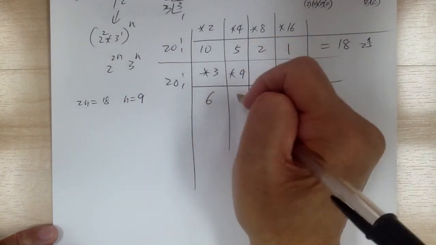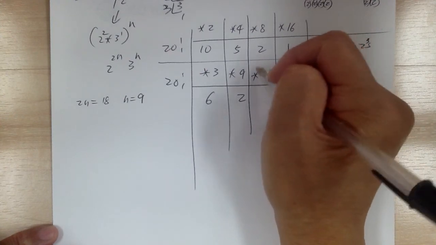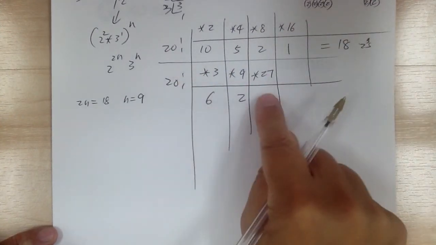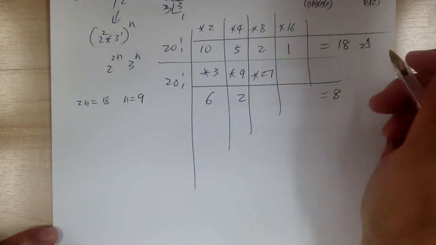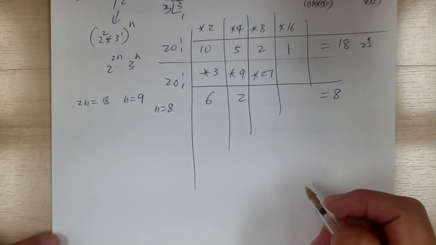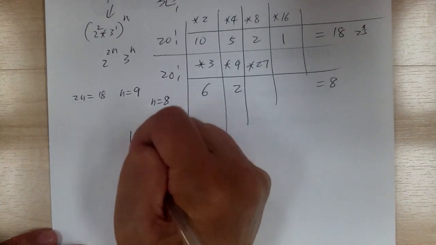So 20 divided by 9, you're going to get 2. And then you have 27, the next power of 3, so this one cannot. If the number is bigger, then you're going to get more over here. So this one equals 8. And so from here, you're going to get n equal to 8. And therefore, the answer would be n equals 8.